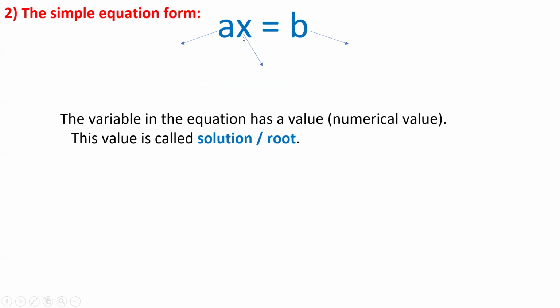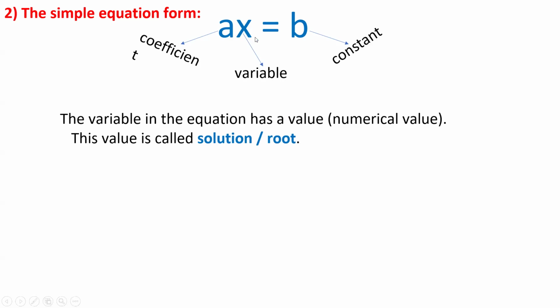Of course, x is the variable in the equation. It is a first degree equation since the x has an exponent 1. A is the coefficient of x and it can be positive or negative. X is the variable and b is a constant. Also, b is a number. It can be a positive or a negative number.